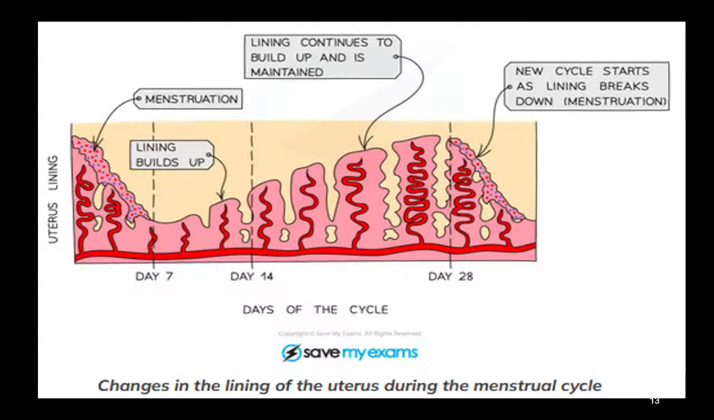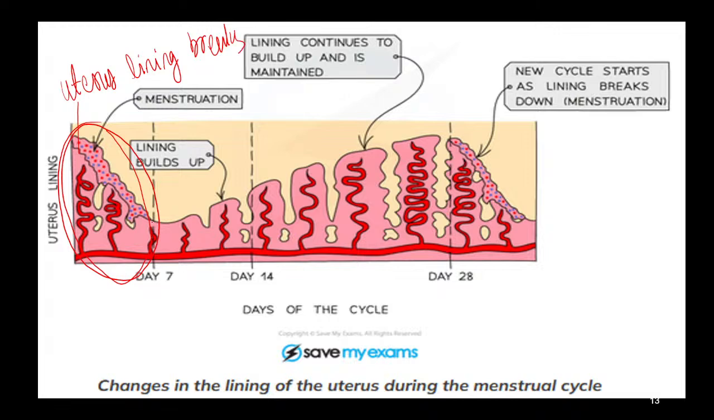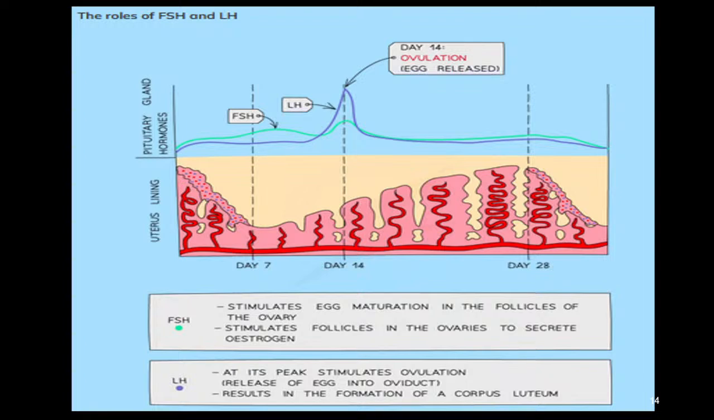Now this is how it is. During the first 7 days approximately, you see the uterus lining break. Then it slowly begins to build up again. Around day 28, it repeats and starts to break again, and again repeats, until the egg is fertilized. So now these are the roles of FSH and LH. You need to know how their levels change during these processes.